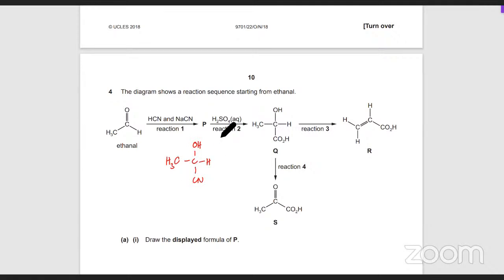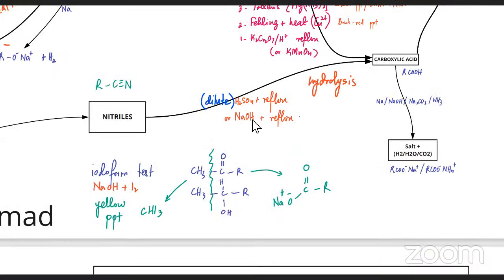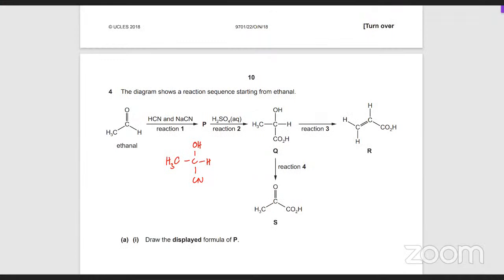Sulfuric acid में क्या हो रहा है फिर यहाँ पे? What is happening over here? Which is it? Hydrolysis of the nitrile. ठीक है, that is hydrolysis. वो ये वाला part है कि nitriles they turn into carboxylic acid if you use dilute acid. ठीक है, that's what's going to happen. So the CN will turn into carboxylic acid.